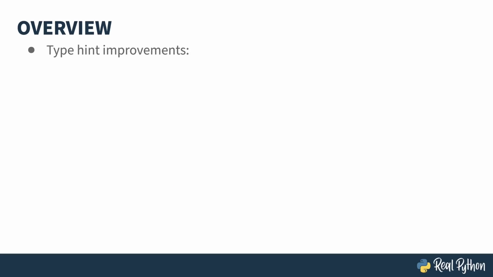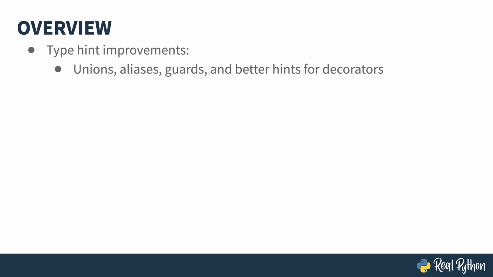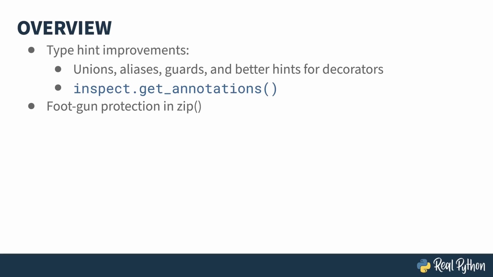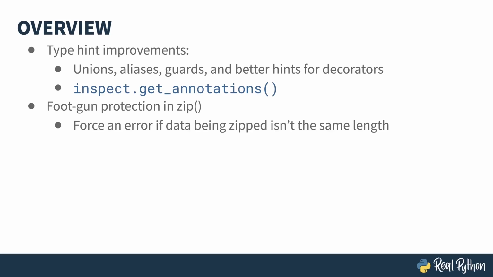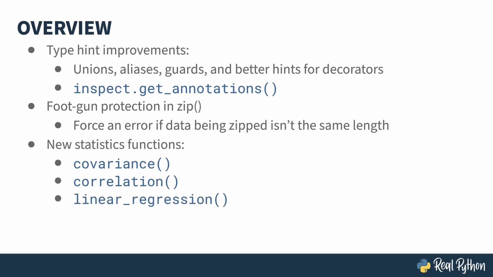There's a whole bunch of type hint goodness in Python 3.10. There are improvements to unions, aliases, and guards, as well as better support for type hinting decorators. There's also a new introspection call allowing you to get information about annotations used for type hinting at runtime. The standard library zip method has a new parameter that makes it safer to use by raising an error if you attempt to zip things of unequal length. And there are also three new functions in the statistics library: covariance, correlation, and linear regression.